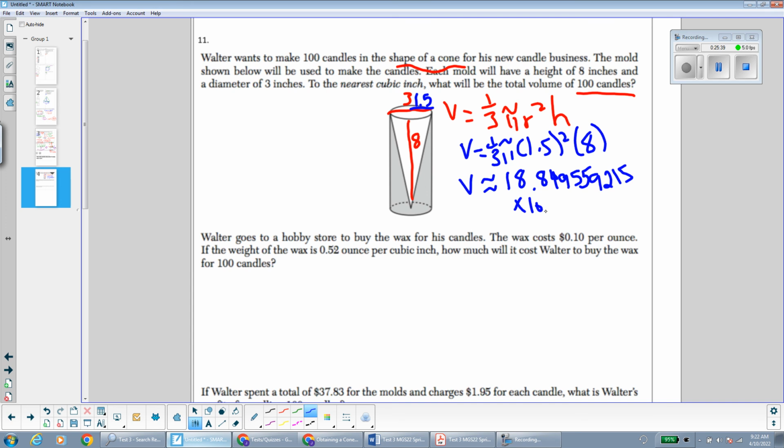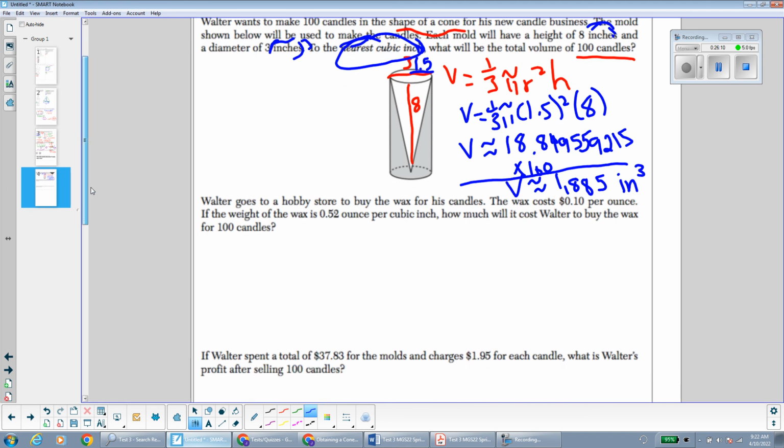This is for just one, so we do need to multiply by 100. And the question does say to round to the nearest cubic inch. So after I multiply by 100, I get that the volume is approximately 1,885 inches cubed, because we were working in inches here. All of the units were inches.